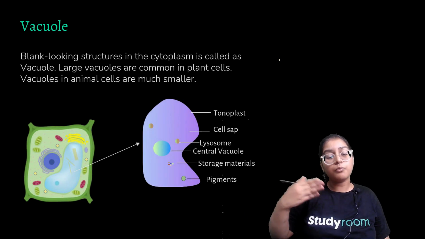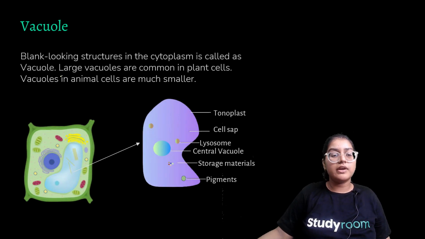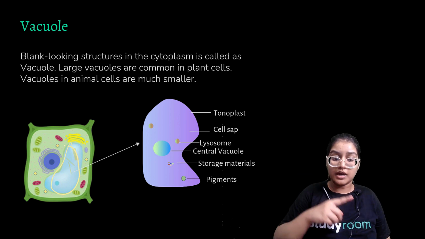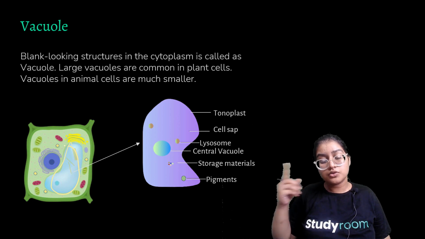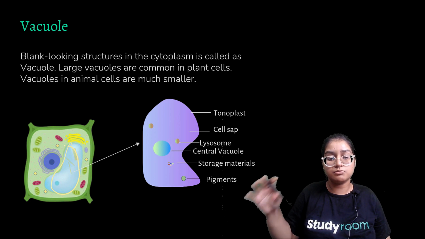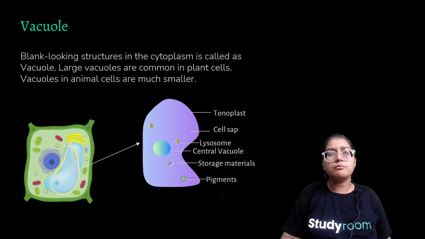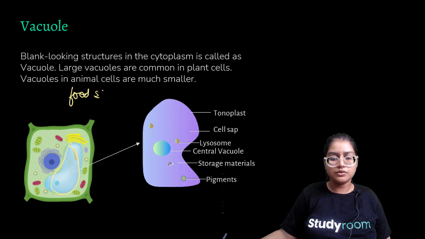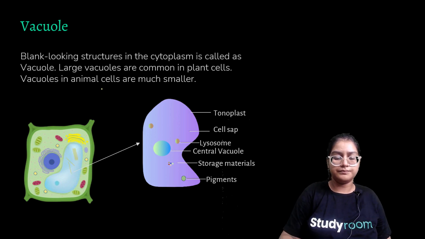Now we'll be talking about more cell organelles. We have the vacuole. Vacuoles are blank-looking structures in the cytoplasm. Large vacuoles are common in plant cells. So this is the plant cell, and you can see a vacuole here. This blue structure is a vacuole. Vacuoles are very large in plants but small in animals. So here is the difference between plant and animal cells: plants have a bigger vacuole, animals have smaller vacuoles. A vacuole is nothing but the food storing unit. So I'll write it down: food storing unit, vacuoles.